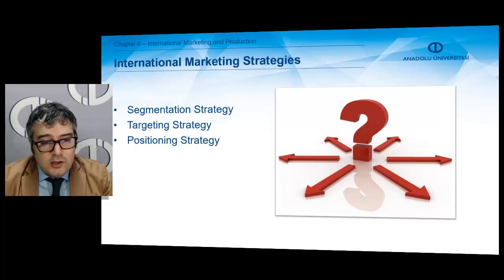Positioning is a strategy which aims to differentiate the brand in the consumer's mind from the competitor's brand in terms of the attributes and benefits offered by the brand.